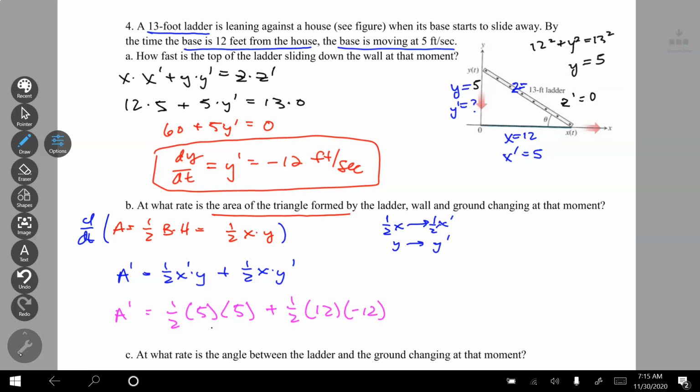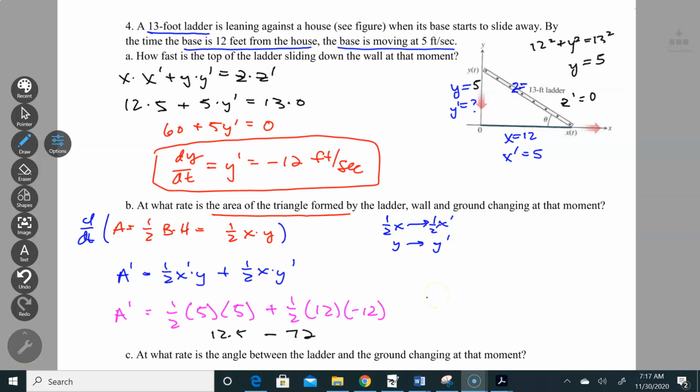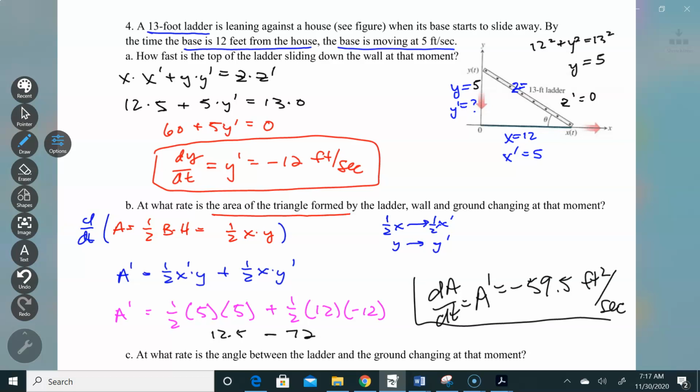I get 12.5 minus, let's see, 144 minus 72. So I do this all, I get my rate of change of my area, or my A prime, is negative 59.5. Let's see, it's going to be square feet per second. That's how the area is changing.